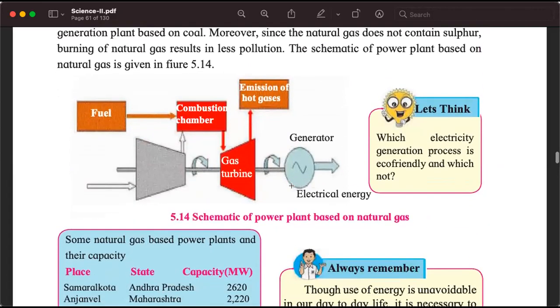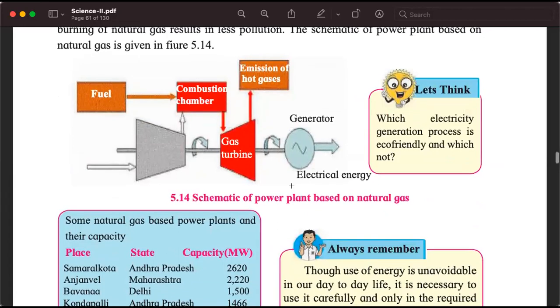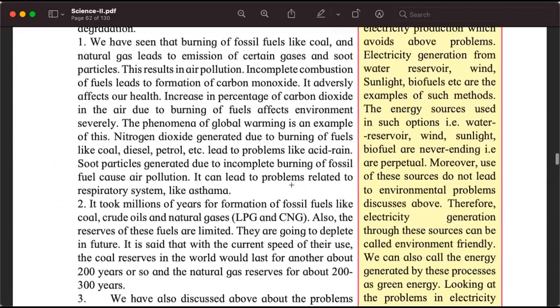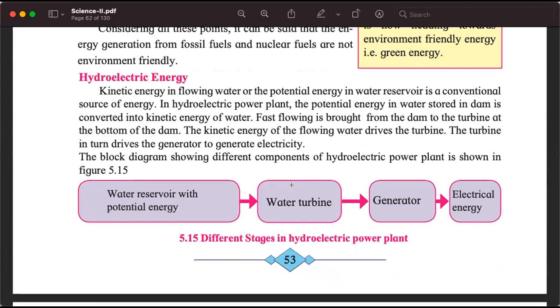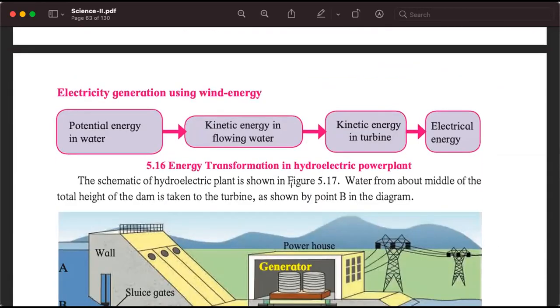How many have we seen till now? 3. Thermal, nuclear, gas. Then we are looking at hydroelectricity. Hydro is water, electricity from water. Dams. Wind, you told, from air.